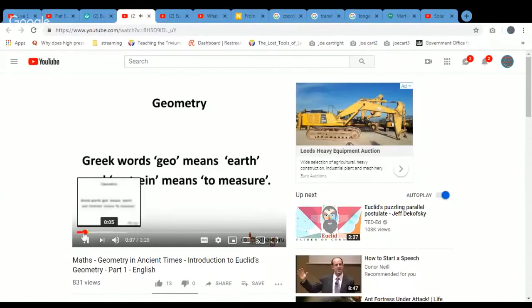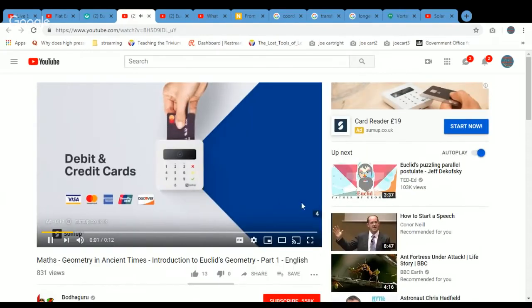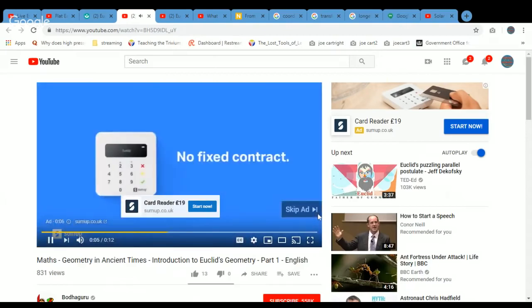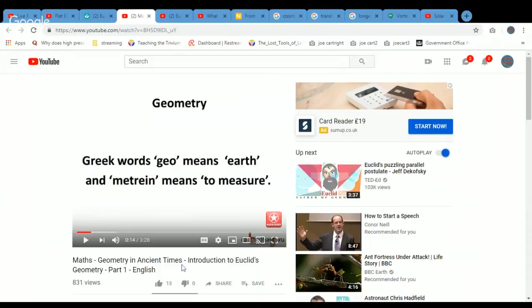Was it known or used in ancient times too? Well, the smart card reader makes card payments easy. No fixed contract. First of all, well, sorry, just to stop it. Doesn't that just about say it all? You're trying to get an education, but all you get is advertisements and more debt. Exactly.